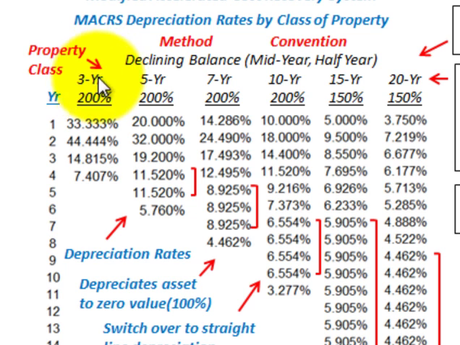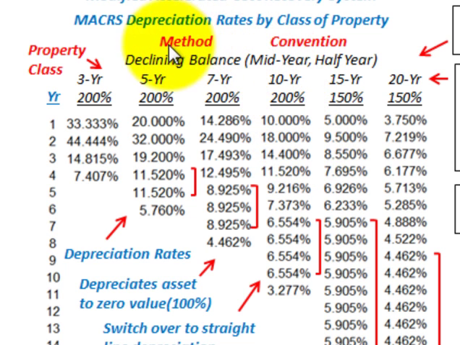We have the property class. Remember, property class is defined by years, like we've got 3-year, 5-year, 7, 10, 15, and 20. And then the method, in this case we're looking at a declining balance table, and then we have the convention. In this case it's a mid-year or half-year convention.